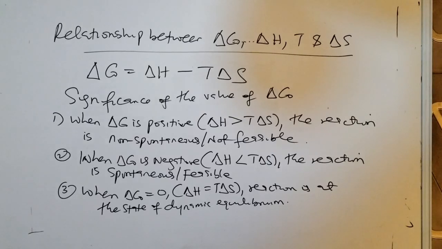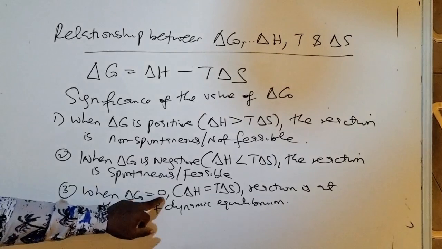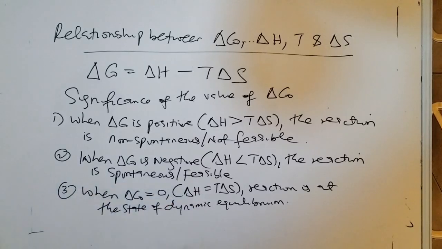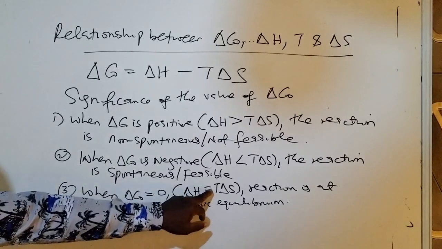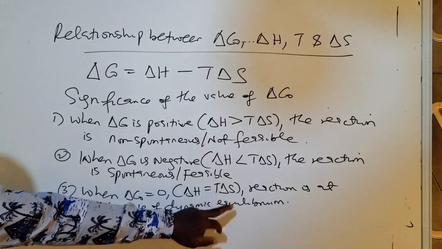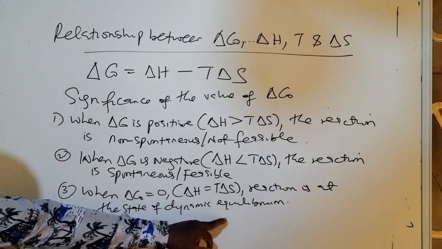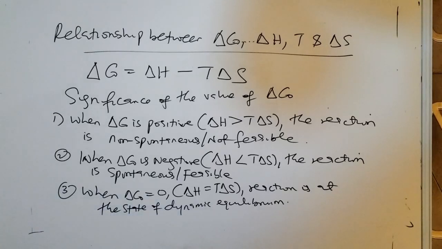Then when delta G is 0, that means these two are equal to each other. So the enthalpy change is equal to the product of temperature times entropy change. The reaction is said to be in a state of dynamic equilibrium.